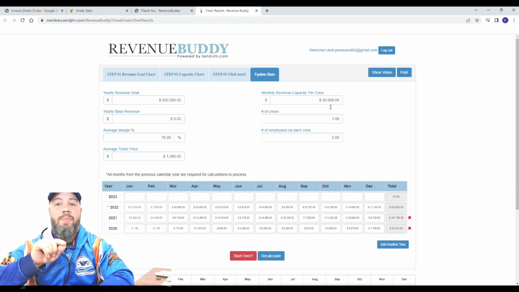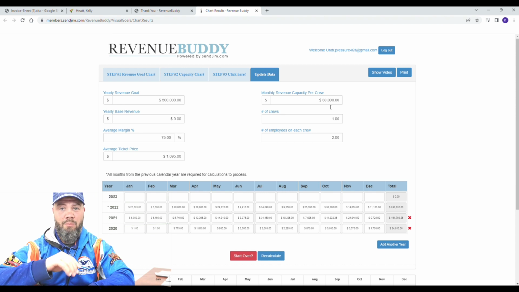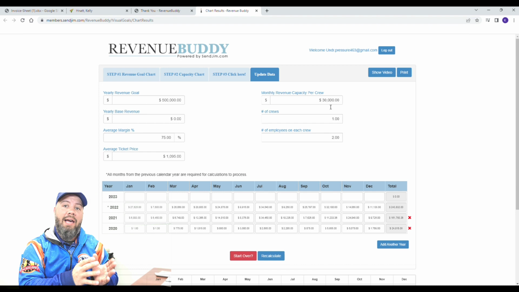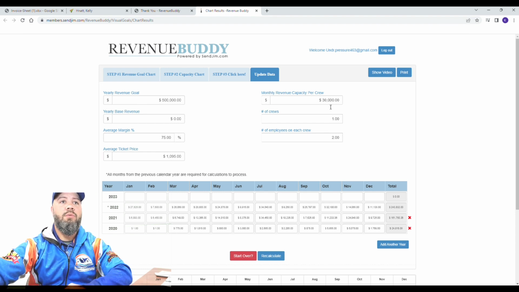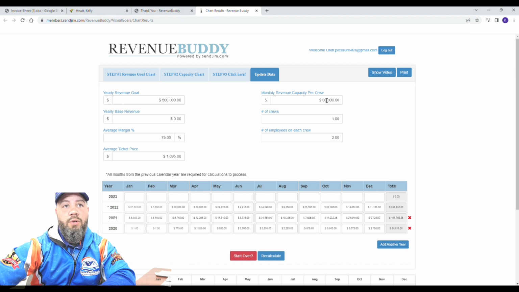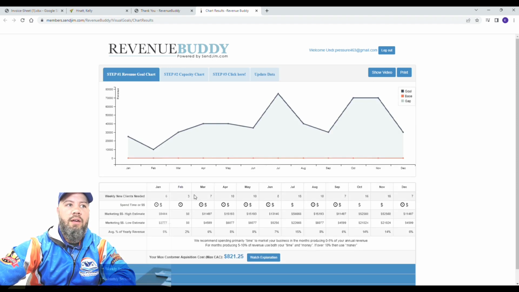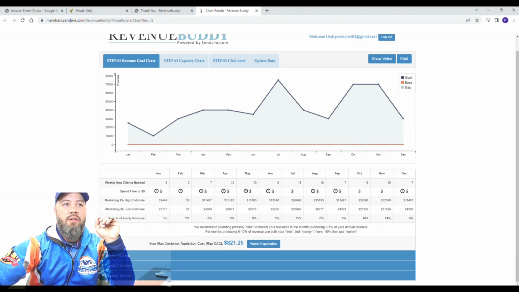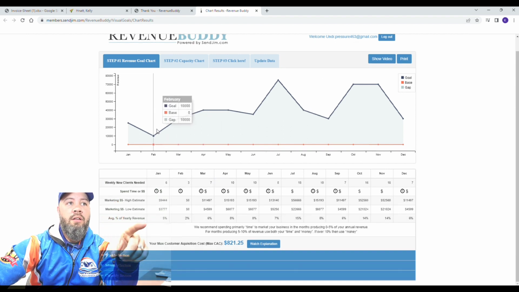So, and this is going to be key for you as well, having this information in here. Because if you know what your capacity is, the amount of income that you can produce, then one crew with 2 technicians can produce $30,000 a month. When you jump over to your revenue goal chart and look at how much you can do per month, you can actually just look at it right here.